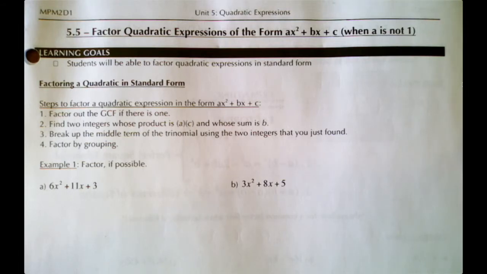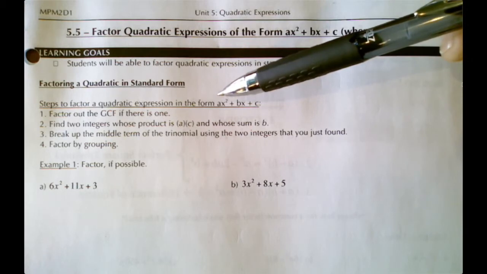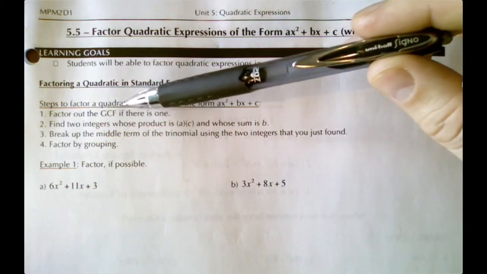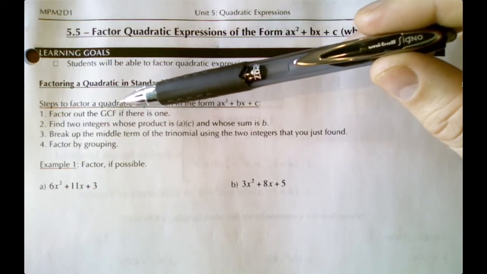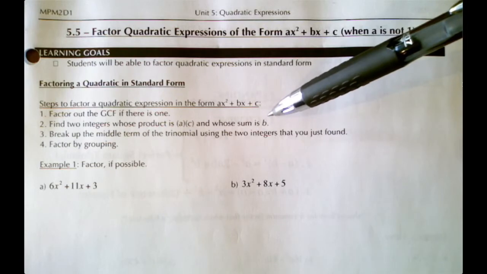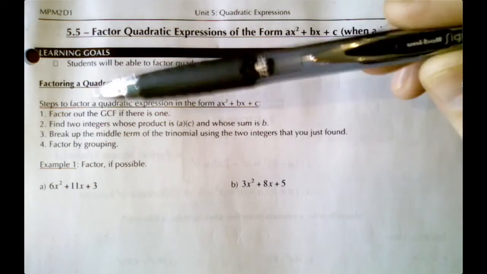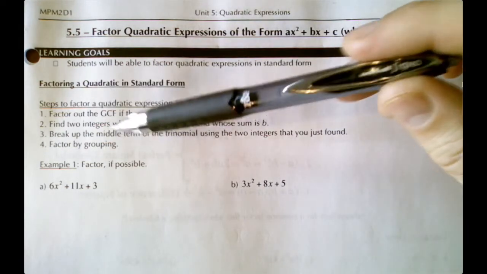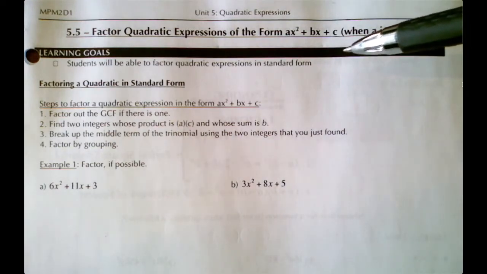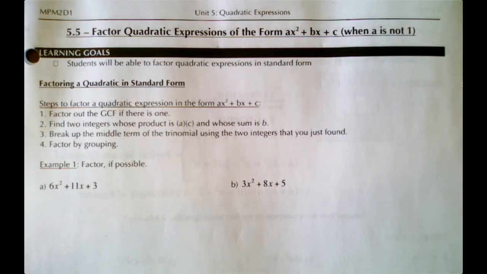So steps are fairly similar at the beginning to last time. We're factoring out a greatest common factor if there is one, so we're going to look for that first. And then we're looking for integers who multiply to something and add to something. There's going to be a slight twist on what they have to multiply to this time. And then we're going to do a decomposition step. I'm going to show you how to do that through the purposes of an example. And then we're actually going to use factor by grouping, which will allow us to finish factoring this question.